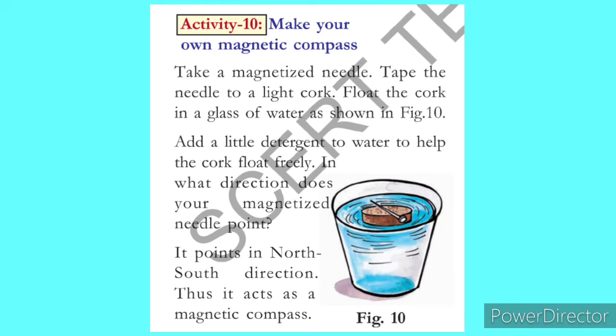Let's see the activity. Take a magnetized needle, tape the needle to a light cork, and float the cork in a glass of water as shown in the figure. Add a little detergent to the water to help the cork float freely. In what direction does your magnetized needle point? It points in the north-south direction. Thus, it acts as a magnetic compass.